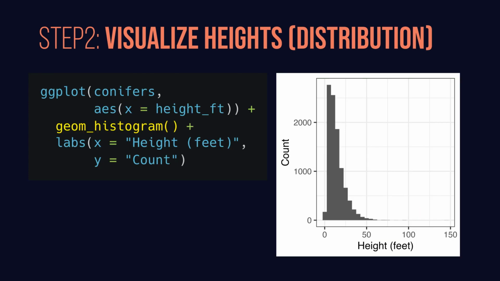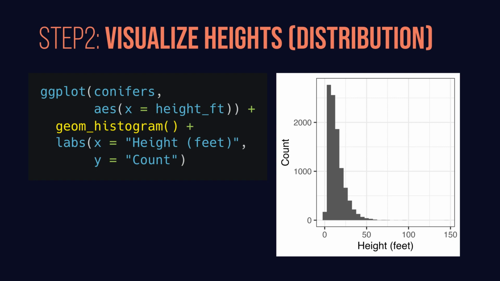Another way to look at numeric data is to look at the distribution. To look at the distribution of numeric variables, we can plot a histogram. This can be done using the geom_histogram function in ggplot2, where we set x to the numeric variable we are interested in. Here, we look at the distribution of heights of all the trees.